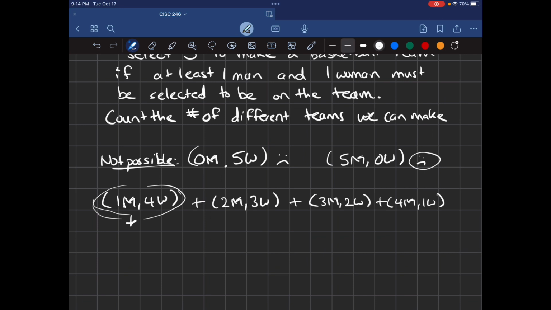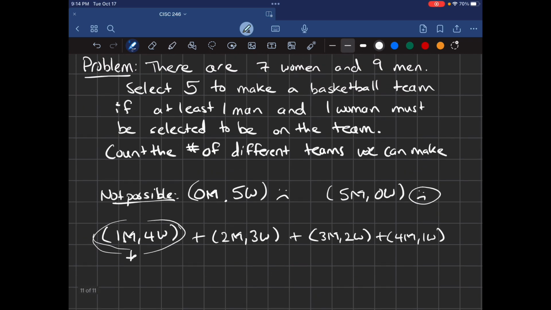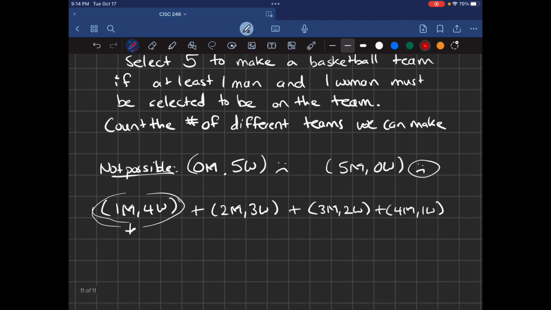So how can we count teams with 1 man and 4 women? Well, there's 9 men here. From the 9 men, I'm going to choose 1 of them. And then my step 2 is to choose the women. Well, there's 7 women, and I want to choose 4 of them. So that's the number of teams where there's 1 man and 4 women.